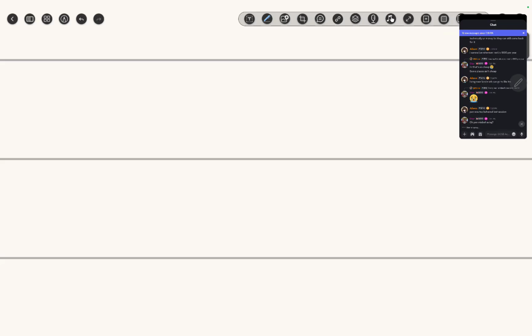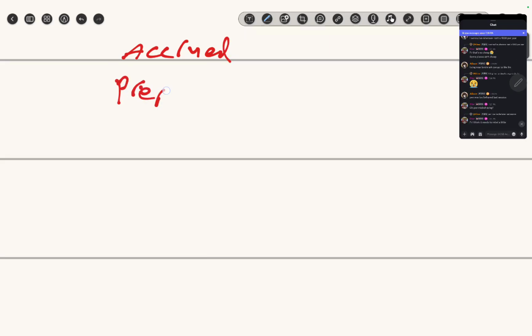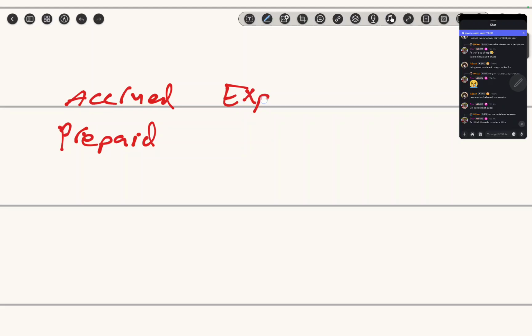So we have two things, right? We have accrued and we have prepaid. This is accrued expense. We have accrued expense and we have prepaid expense. The same thing is also there for income. We have accrued income and prepaid income. But for now, let's just understand expense account first. Income account is pretty much the same thing.